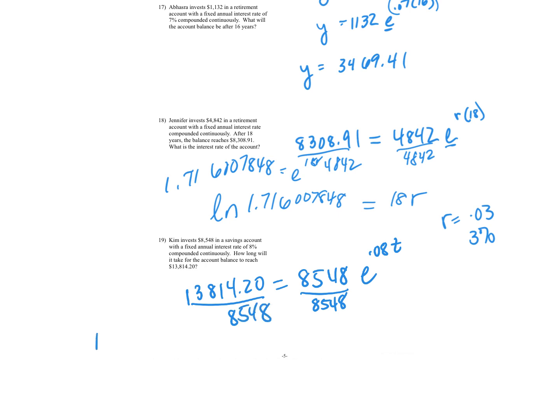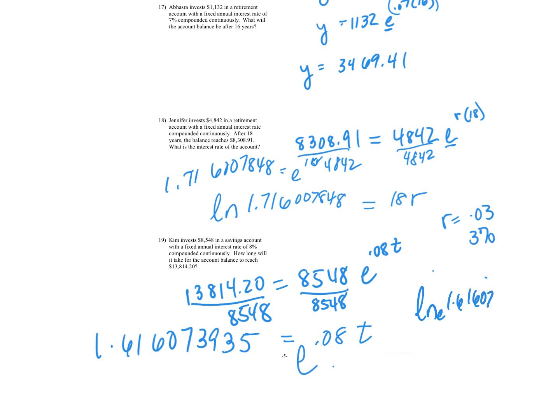and you get 1.6160733935 equals e to the 0.08t. So we have to put it in logarithmic form. So it's ln base e of 1.6160733935 equals 0.08t. So you have to find the logarithm of that number and divide by 0.08, and you get that the time equals 5.9999, so it's 6 years.